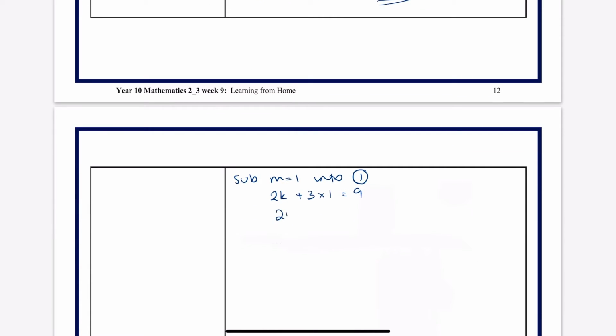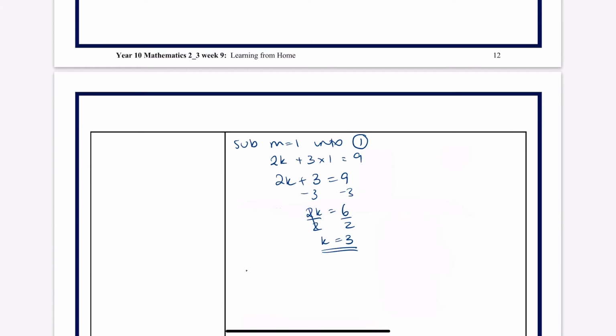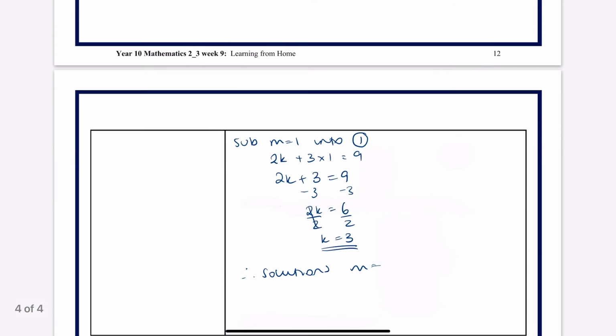So therefore 2k plus 3 equals 9, and you just solve for k by minusing 3 on both sides. That's 6, and dividing by 2, k equals 3. Okay, so therefore our solutions for these two equations are m equals 1 and k equals 3.